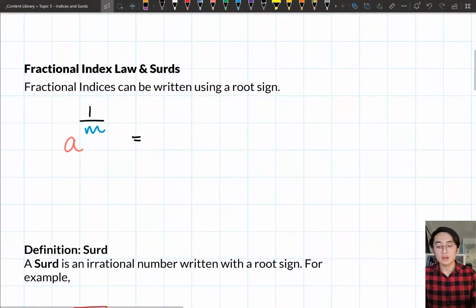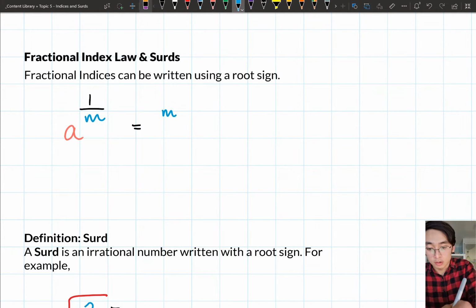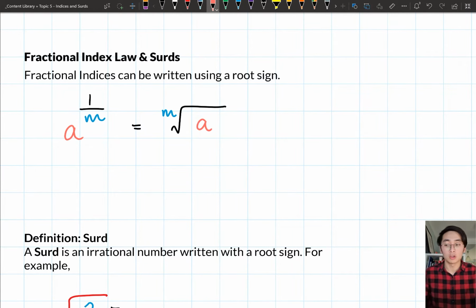Now, this is the fractional index law and surds. A fractional index can be written using a square root sign. So if you ever see a fractional index, so a to the power 1 over m, or 1 over any number, the way that we write this is, this becomes the mth root of a. The mth root of a. So that's what the fractional index law is.